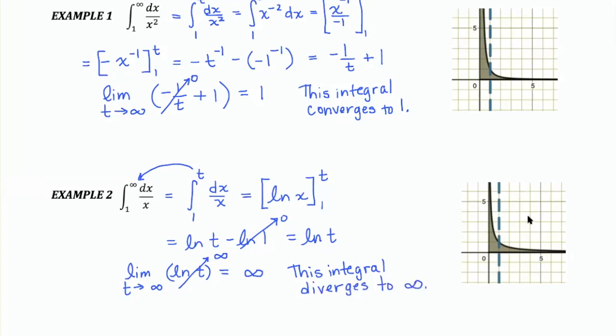So you have to be careful because even though these pictures look the same, they have very different behaviors. And this process of replacing the problematic limit with t is going to help us sort that out.